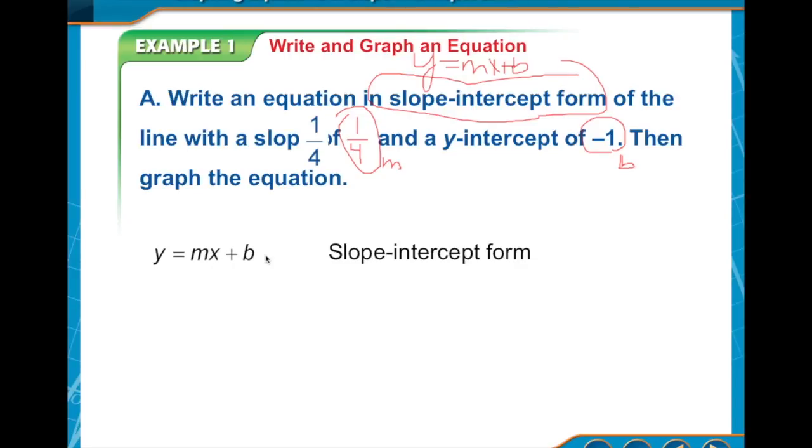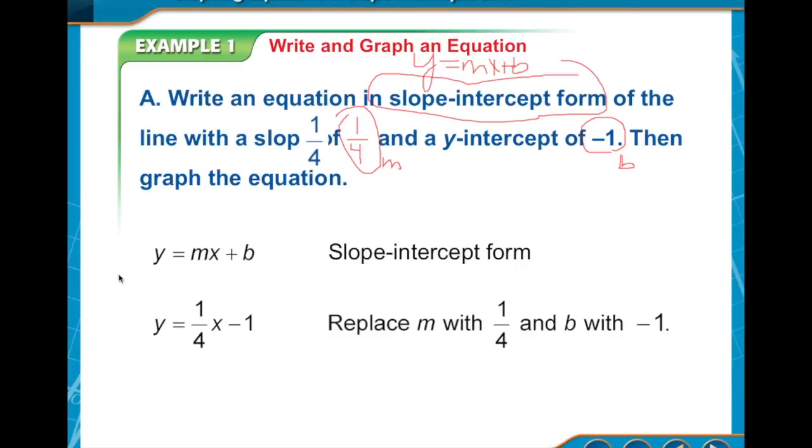We can plug those in and that'll give us our equation. So here's our blank one. We always start with our blank equation. That's slope-intercept, all these letters here. Now we plug in what we know. So we're given m here, change m to 1/4. Boom. We're given b here, change b to a -1. We see that here. Now that's the equation. y equals 1/4 x, take away 1.